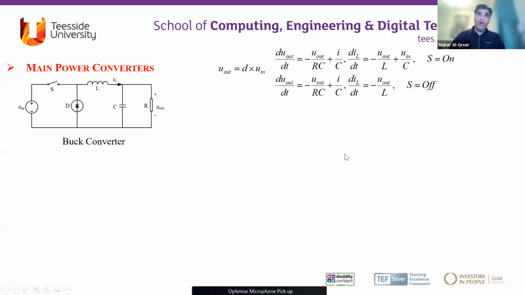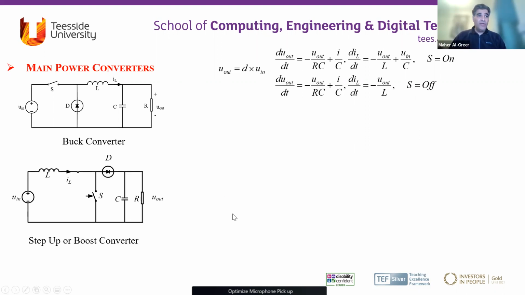I'll show you later why we actually need to find this representation, but keep in mind that we need it because we need the model of the system to design the closed loop control system. In a similar way, if we look at the other type of converter, which is the boost converter, this is the circuit topology of this converter.